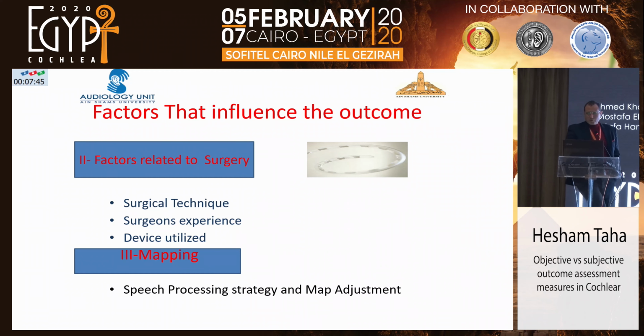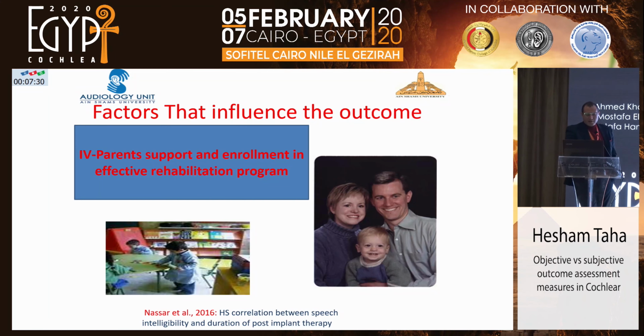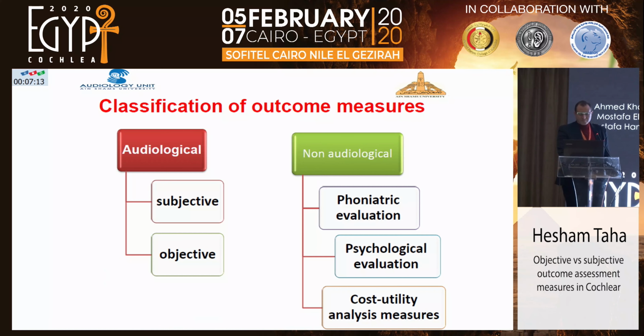Also, there are factors related to surgery, such as the surgical technique applied, surgeon's experience, and device utilized. Also, mapping, speech processing strategy, and map adjustment are very important to predict a good outcome. Finally, parents' support and enrollment in an effective rehabilitation program. In the same study, we found that there was a very high correlation between speech intelligibility and the duration of effective post-implant therapy.